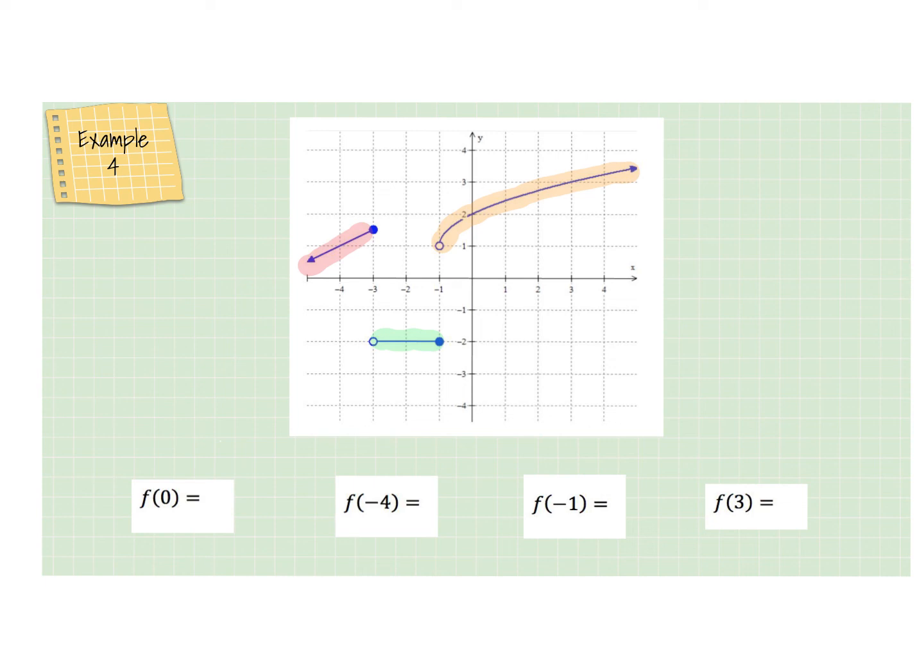Okay, so f of 0. So f of 0, again, that is my x value. And that's right here, the center. If I go straight up, that's where it touches. And that point is 0, 2. That means that f of 0 is equal to 2.